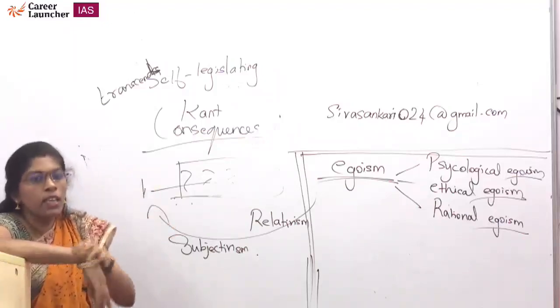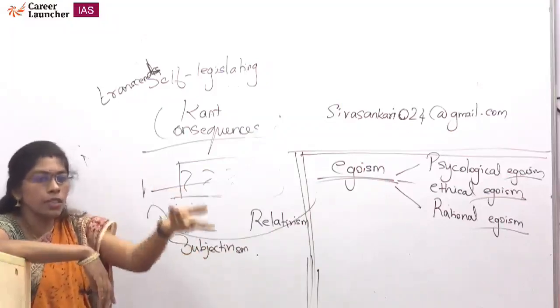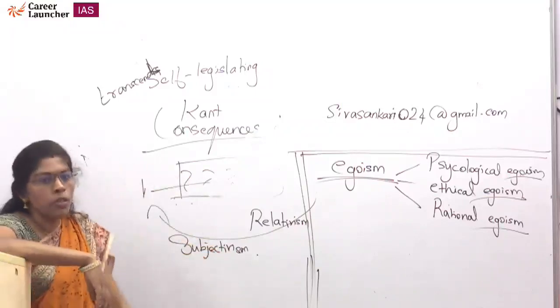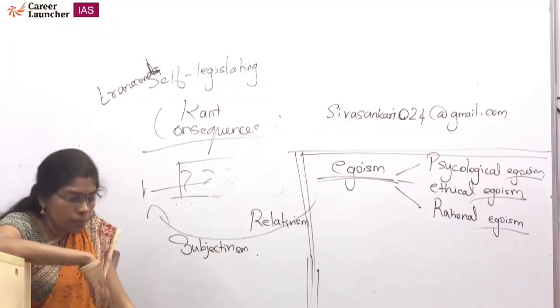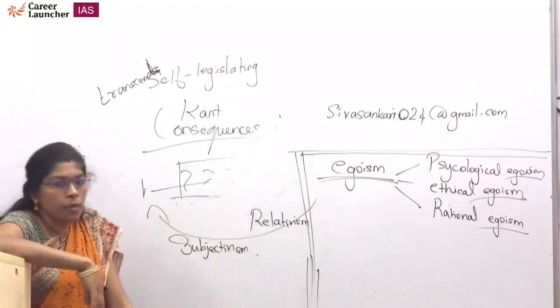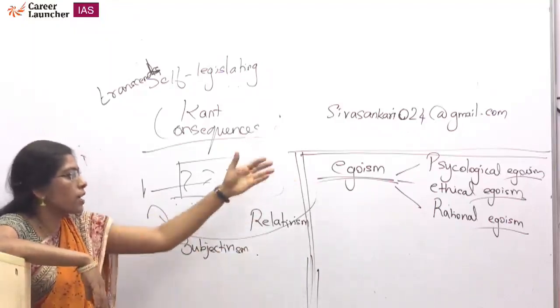That is why they say, even if you are not hurting someone, you are not involved in that crime, if you are watching that crime being done, then you are also a part of that crime. So he said that is why I helped the piglet to come out. So there lies my self-interest. So he says, ultimately, those who are doing altruism are also doing it in their own self-interest. That is called psychological egoism.